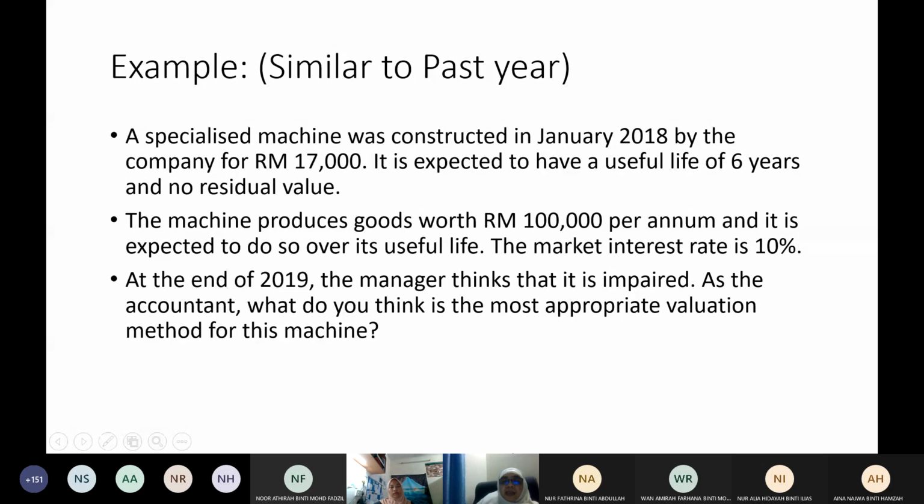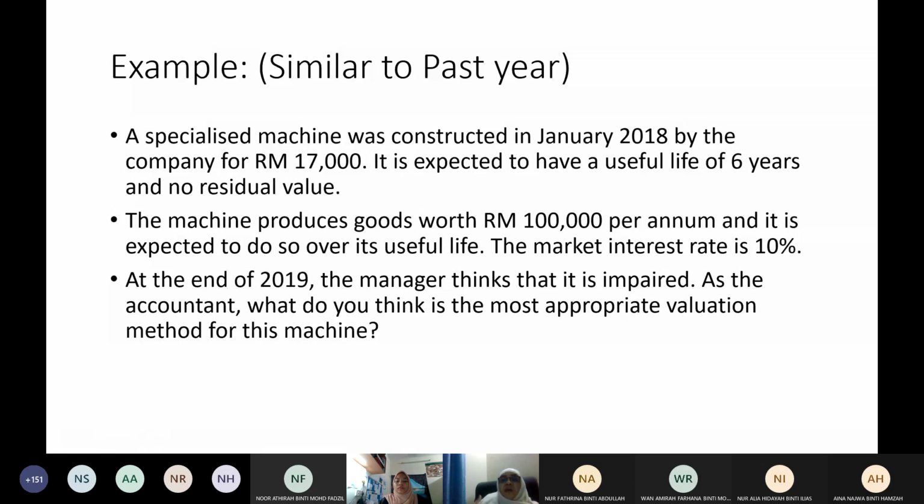So it's just simple. Yes, you would start explaining about fair value, or no? No, because they forget, remember, it's a specialized machine. It was constructed. So do you think they can sell that machine? No, most likely not. It's special for the company. And generally, there is no residual value as well. There is a possibility that you could sell this machine, but most likely not.